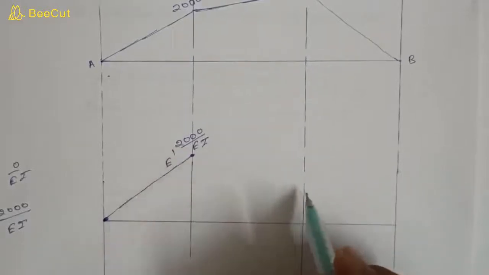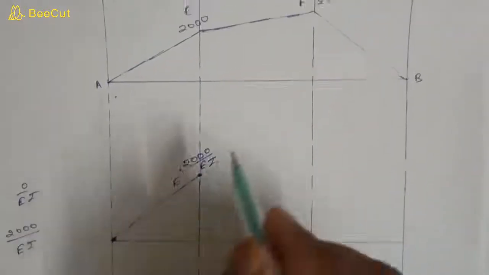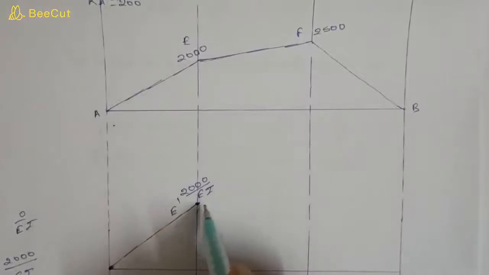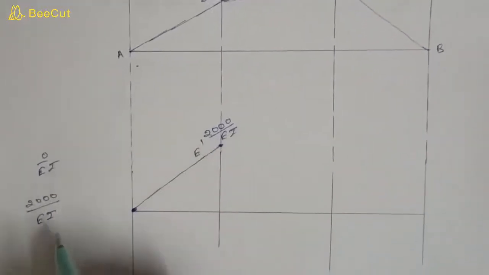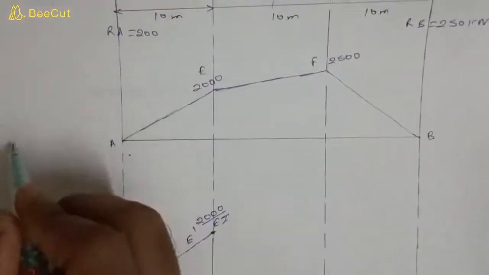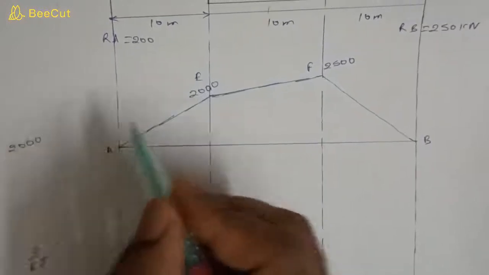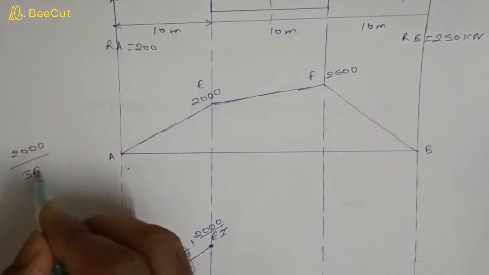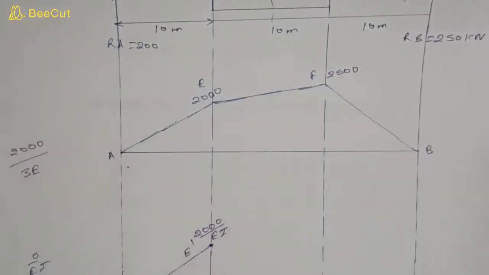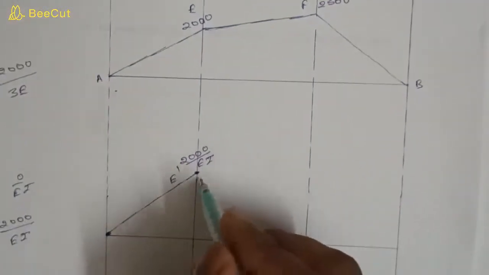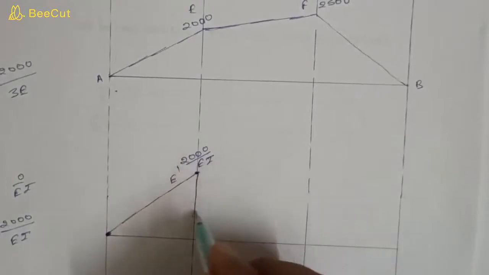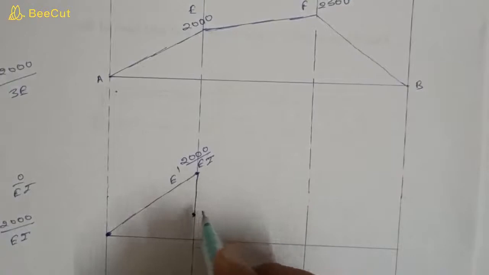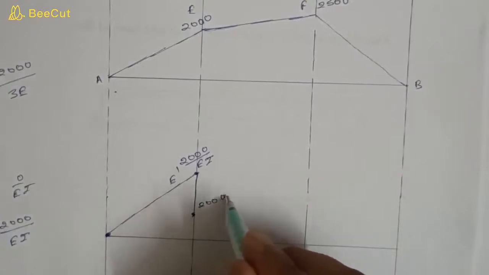Now in this section the bending moment is 2000 upon EI, so in this section it will be 2000, and in this section I is 3I, so it will be 2000 divided by 3I, so it will drop here, and it is 2000 divided by 3EI.